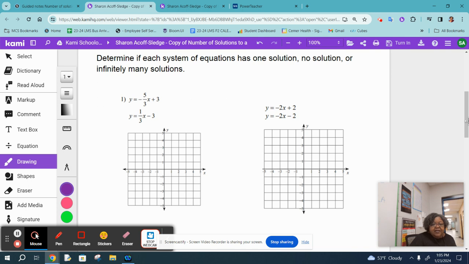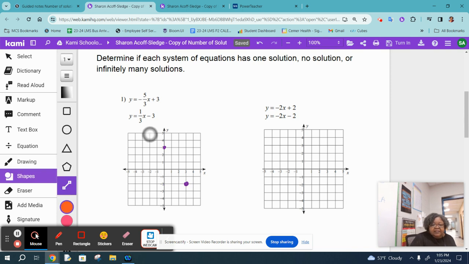So my y-intercept is 3, and my slope is a negative 5 over 3. So I'm going to count down 5: 1, 2, 3, 4, 5. And then over 1, 2, 3. And then draw my line. Hopefully, I will draw it correctly.